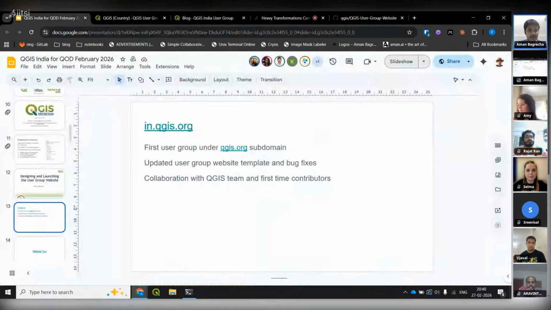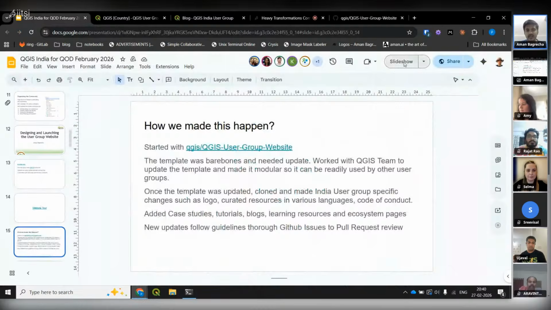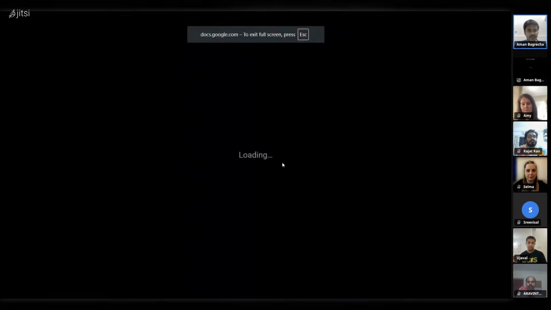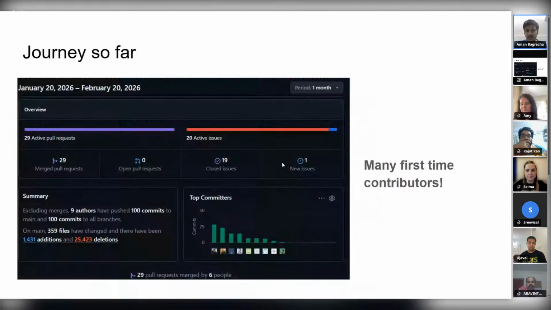Now, if you want to start your own QGIS website, you can reach out to us. We'll be happy to help you out. But the interesting thing was, within a span of 1 month, we got the setup ready.